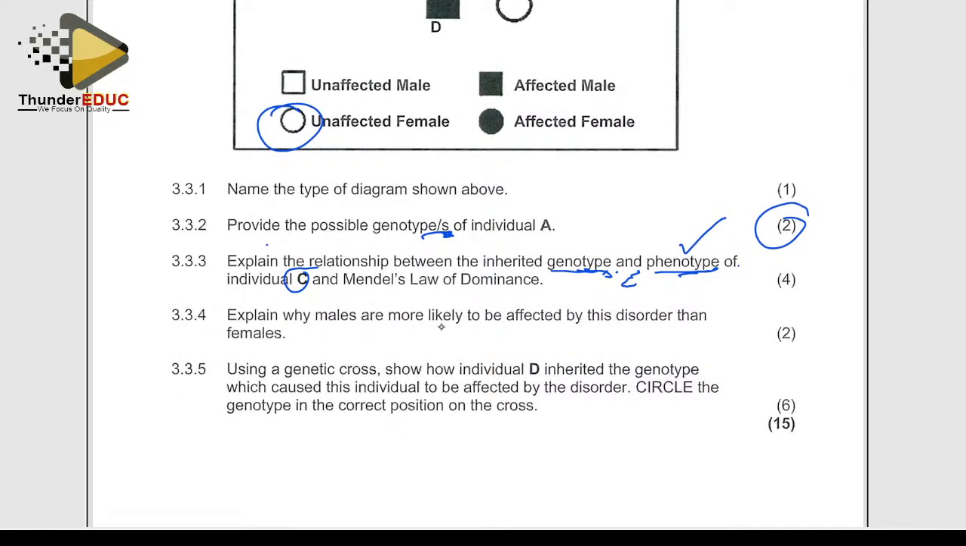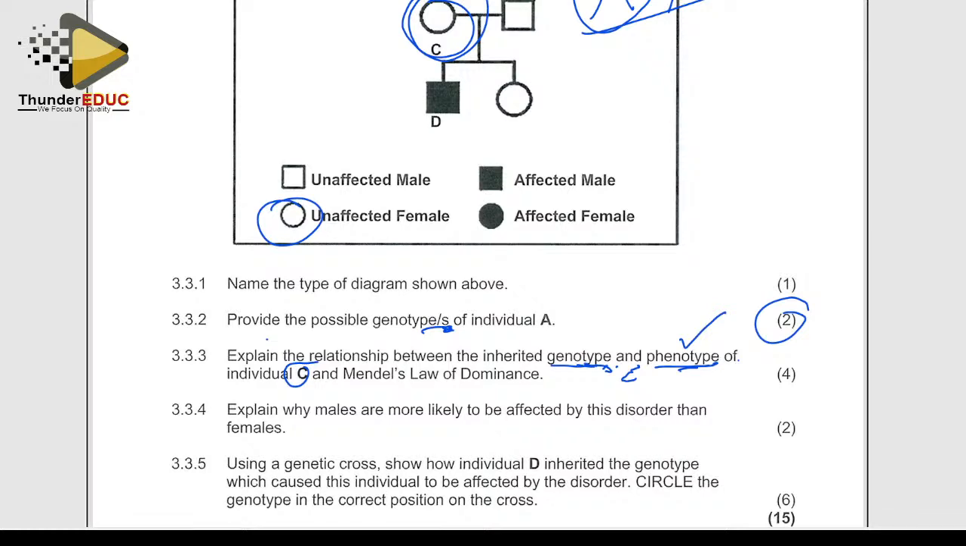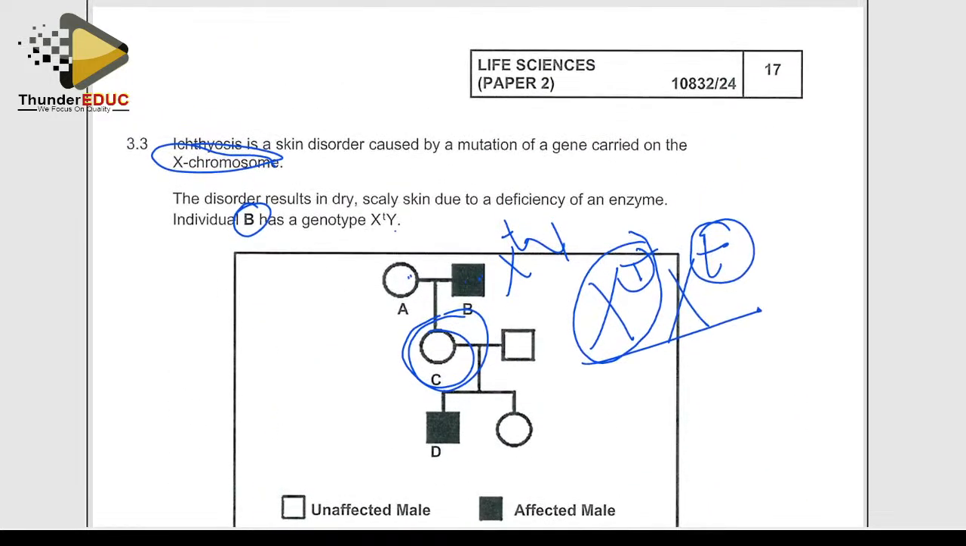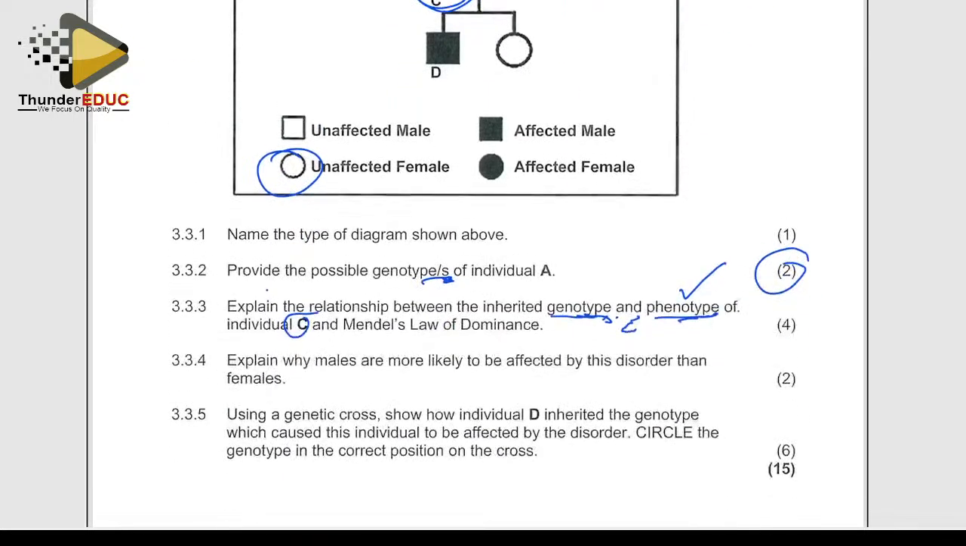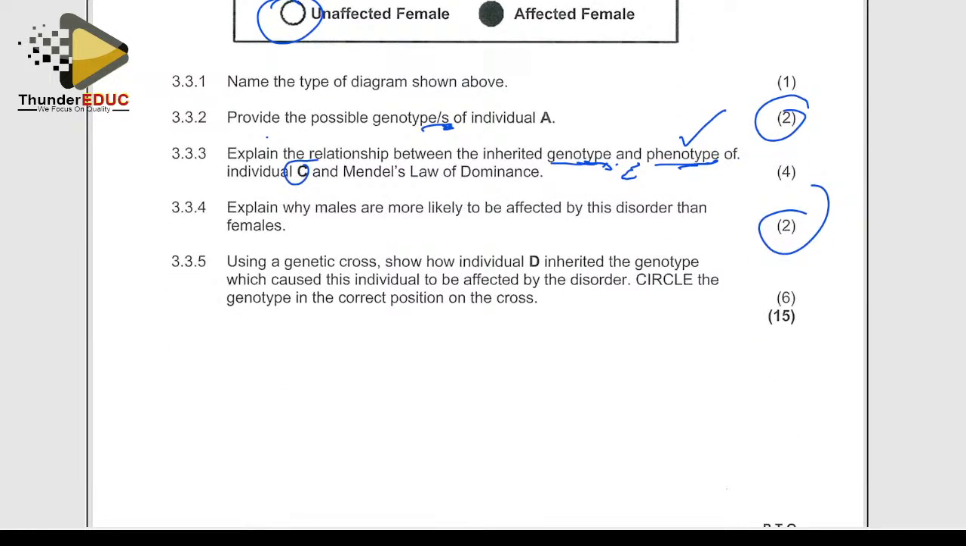So explain why males are more likely to be affected by the disorder than females. We explain that males have one X chromosome. If a recessive allele of T appears on it, the individual has the disorder, is affected. While a female has 2 X chromosomes, if a recessive allele appears on one. I don't know why they give it 2 marks, because it's supposed to be around 3 or 4, whatever.